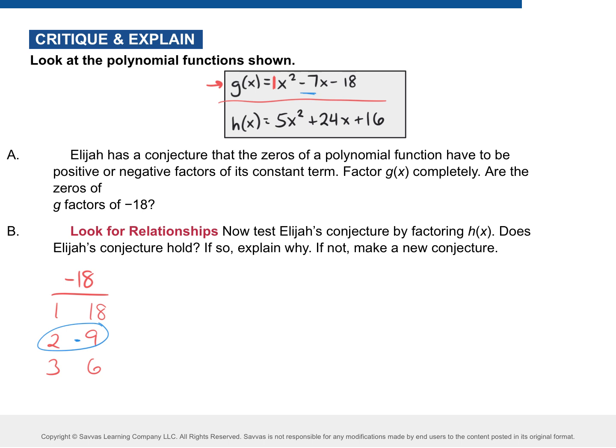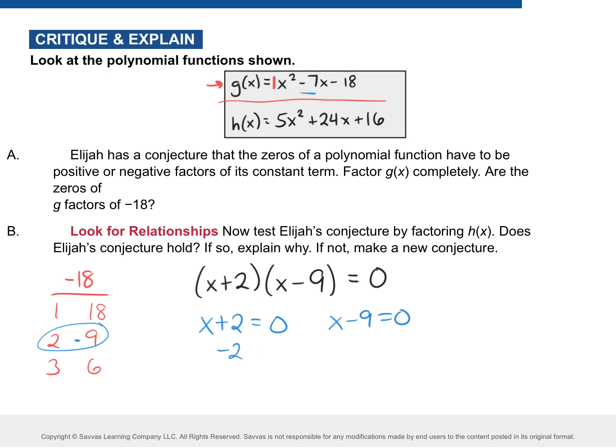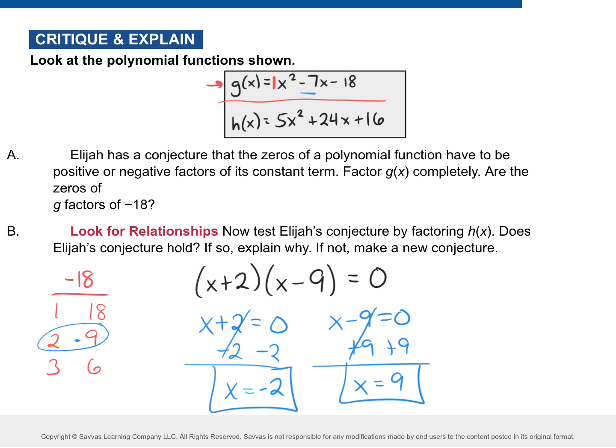How do I write my factored form? X plus 2, x minus 9. Okay? On Thursday of last week, we talked about finding solutions. How do I find the solutions? Setting them equal to 0, or you can think I'm finding the zeros. So we set each of these equal to 0 separately. I have x plus 2 equals 0 and x minus 9 equals 0. So what are my two solutions? X equals negative 2, x equals positive 9.